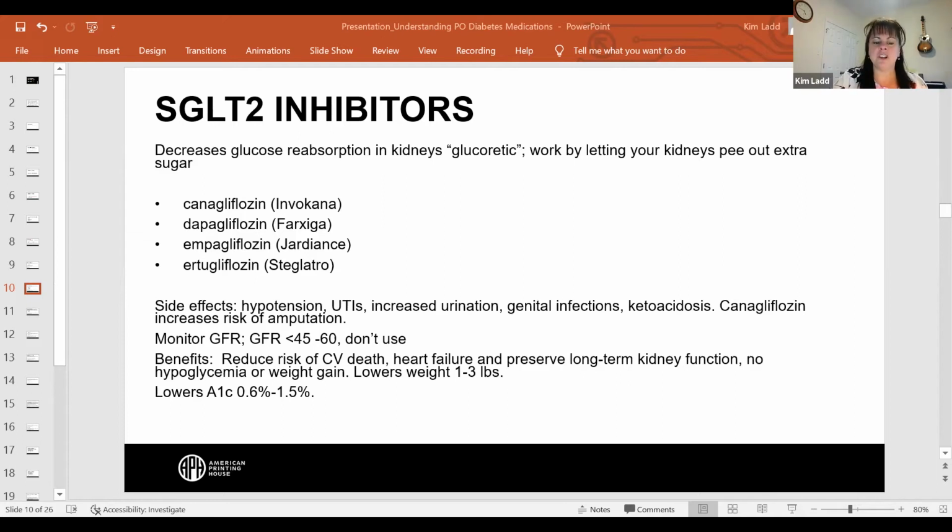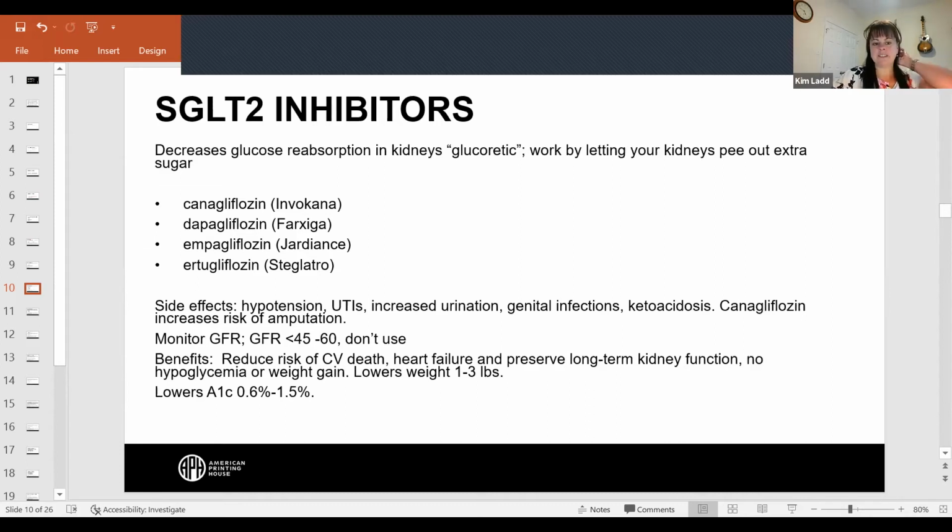Benefits, I mentioned, it does help reduce risk of cardiovascular disease, heart failure, and it does help preserve long-term kidney function. It does not cause hypoglycemia or low blood sugar, and it does not cause weight gain. Most people tend to lose about 1 to 3 pounds from this medication because it helps get rid of the extra fluid that's in your body. They tend to lower your A1C by 0.6% to 1.5%.